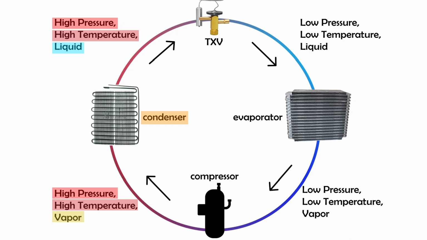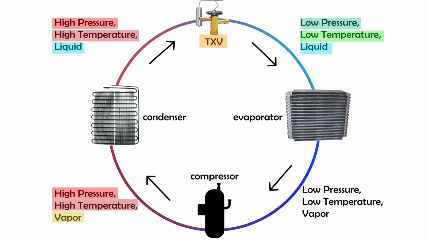The high-pressure liquid then flows into the TXV, which means thermal expansion valve. This component has a very small opening, which causes a sudden drop in pressure as the refrigerant passes through. As a result, the refrigerant becomes a low-pressure, low-temperature liquid. This pressure drop is crucial because it allows the refrigerant to boil and absorb heat in the next step.